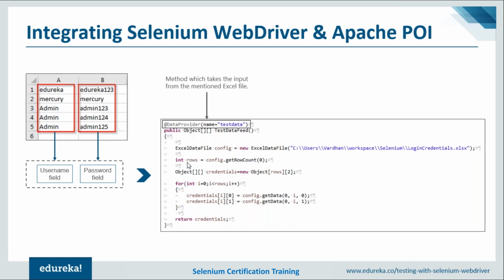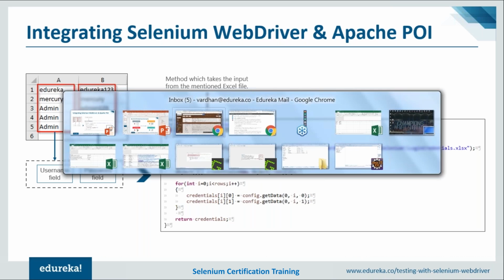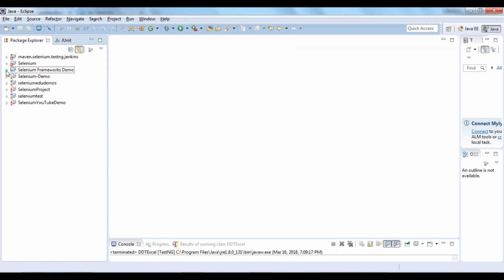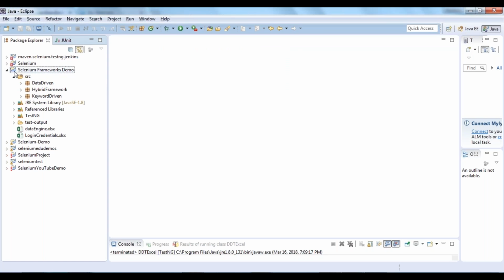Let me explain this code, but before that, let me go and open up my Eclipse, which is going to be the IDE where I will be working. And on this Eclipse IDE, let me give you more details. So this is my Eclipse, and I have this project here, right? Selenium Frameworks demo. So this is my project, and inside this project, I have 3 packages.